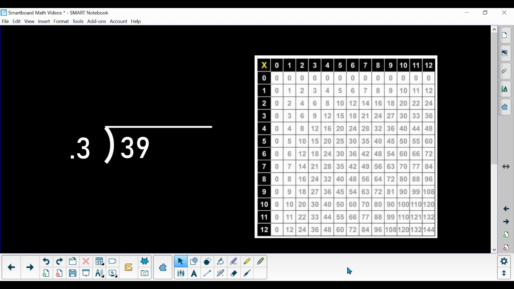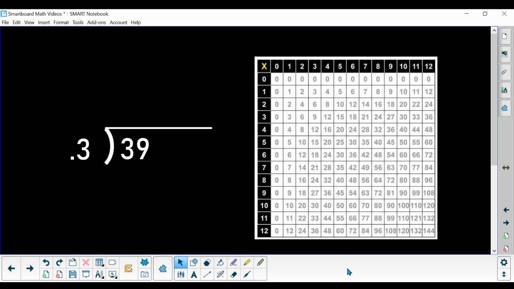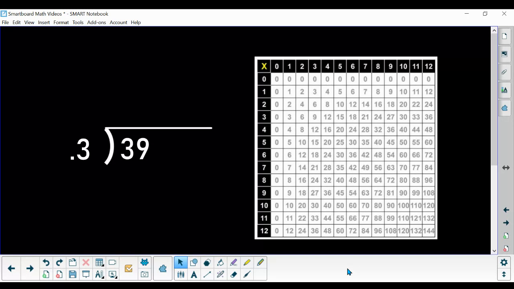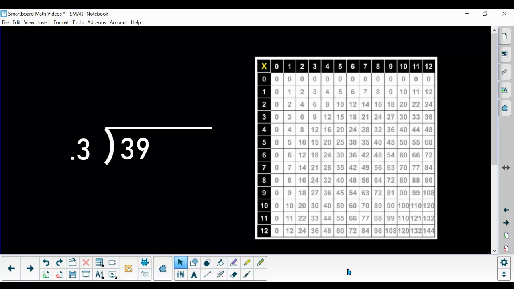Okay, so we're back with another example of dividing using decimals. But this one has an extra step involved. You'll see later what I'm talking about.